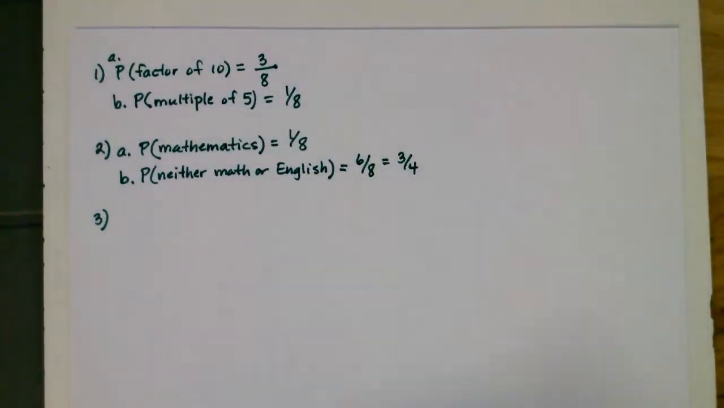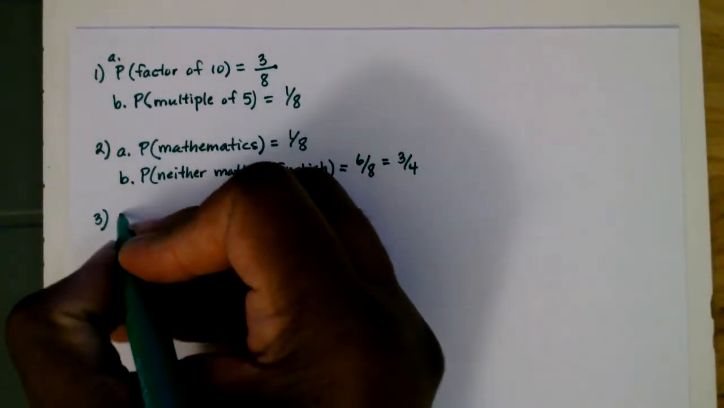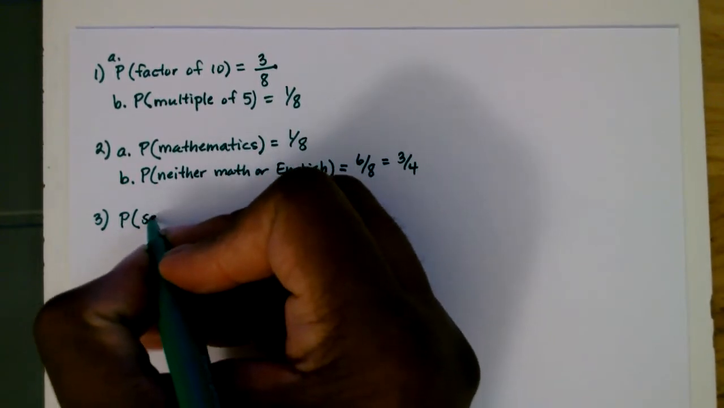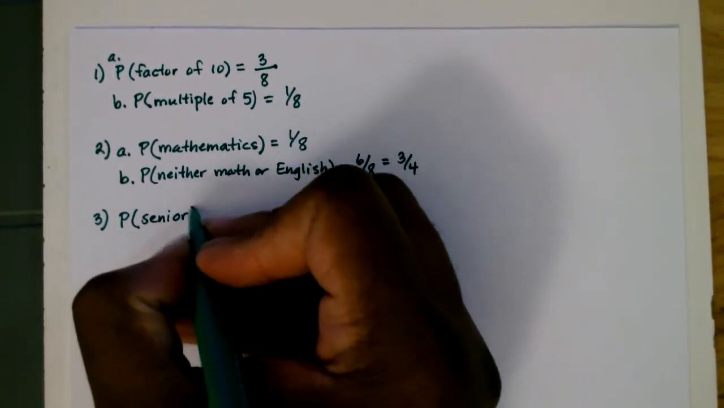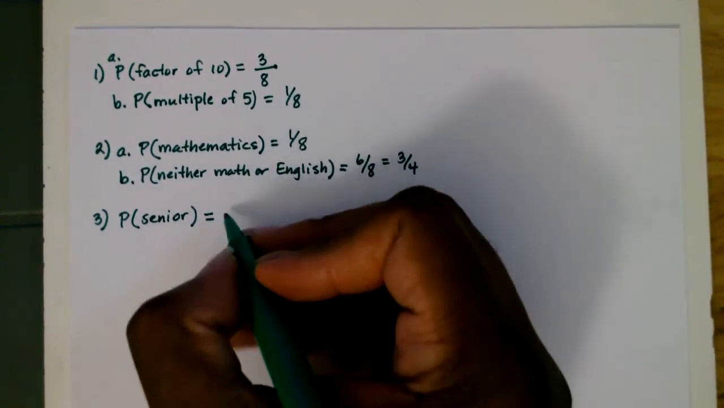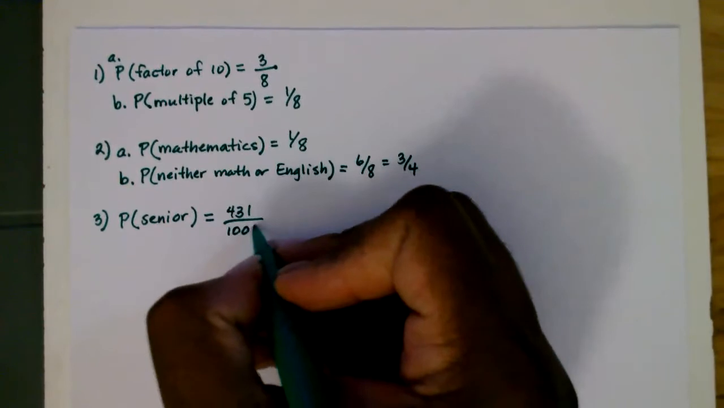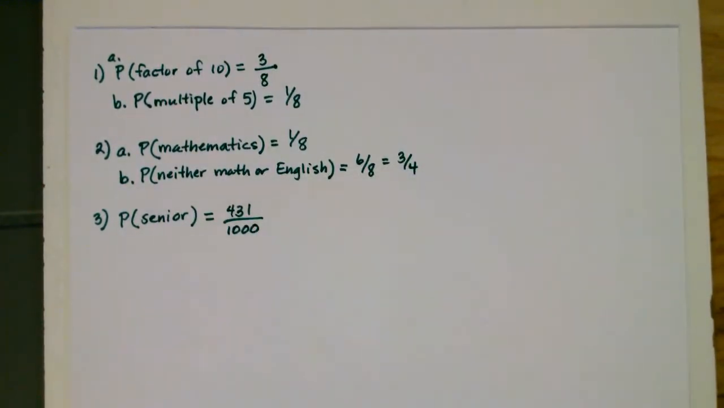So the total students here is 2,000, and there are 431 seniors at Sentinel High School. So the probability of selecting a senior would be 431 over 2,000, and we can leave it like this as a fraction. And whenever necessary, make sure that your fractions are in simplest form.